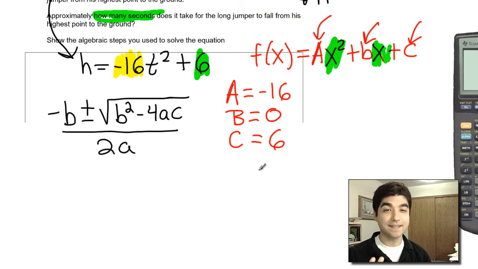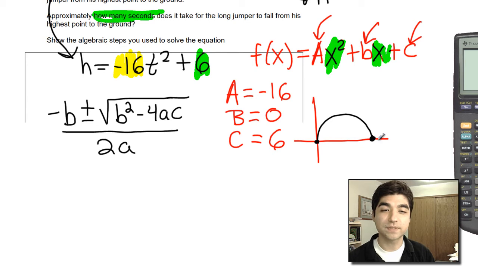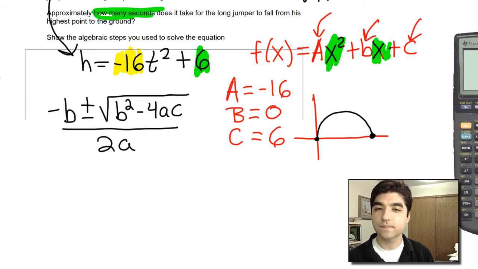Okay, so we got our a, b, and c. Now we just need to put those numbers into our equation. What this equation is doing is that it finds out when the jumper touches the ground. This equation will find out when the jumper is touching the ground, at what time. But anyways, so we put the numbers into this equation.